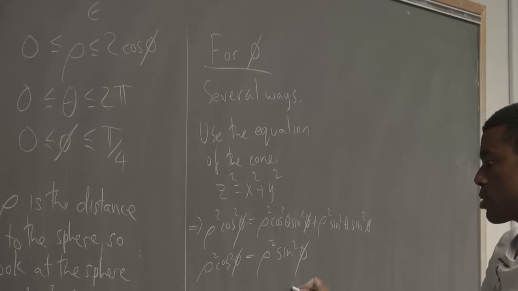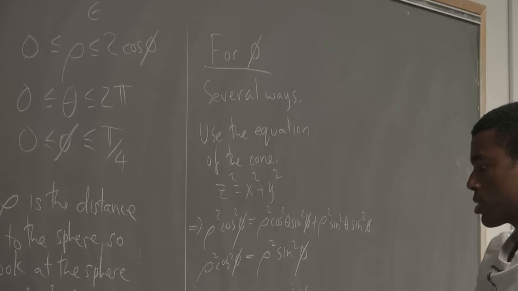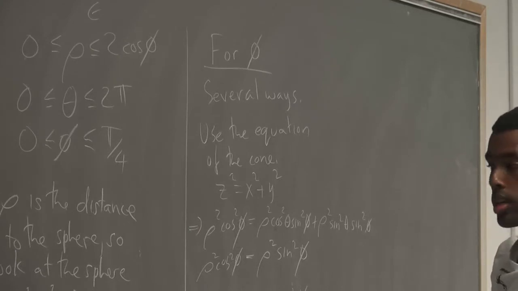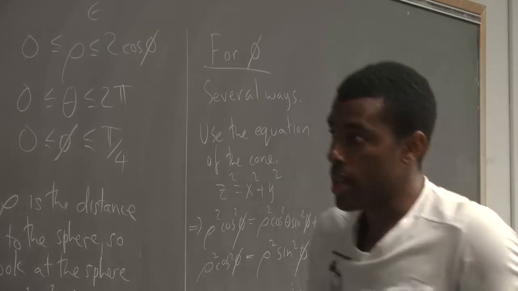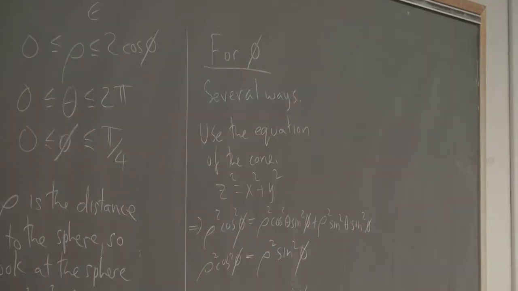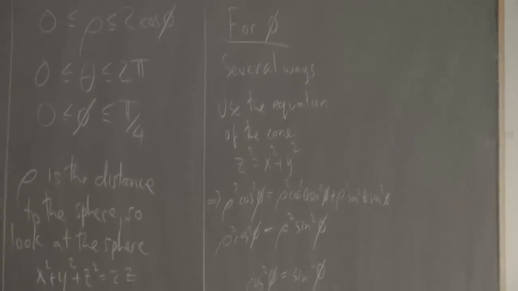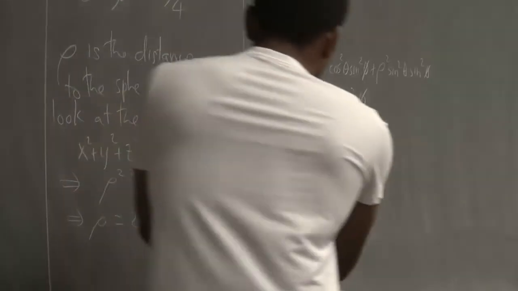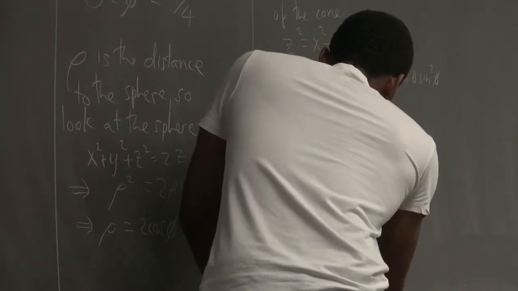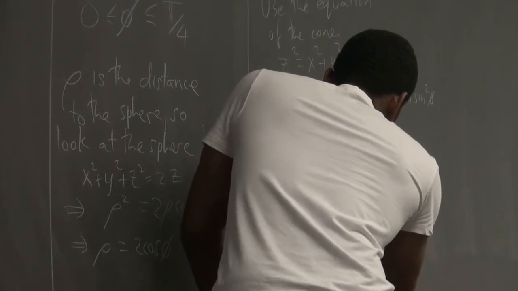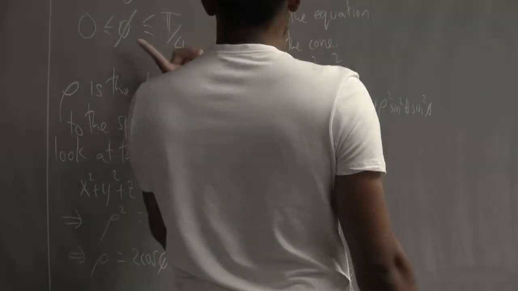So it's just rho squared cosine squared phi, which means that I need cosine squared phi to be equal to sine squared phi, which means that your phi can be plus or minus pi over 4, right? Because that's where cosine and sine have the same values. But I know that I want the positive because, like I said, I only need to go between 0 and that. So take phi equals pi over 4 to get to the cone, and so I know it goes from 0 to pi over 4.